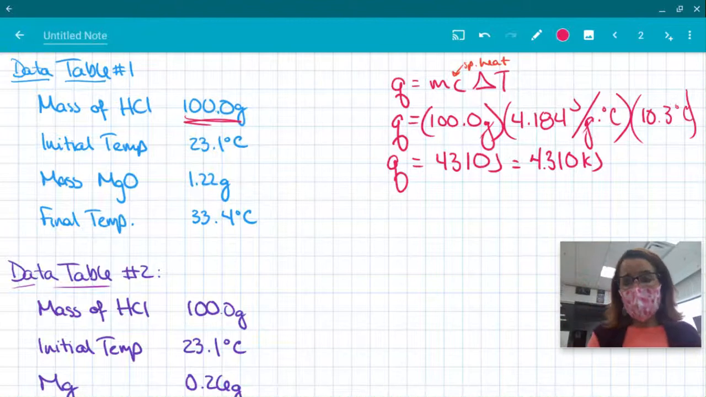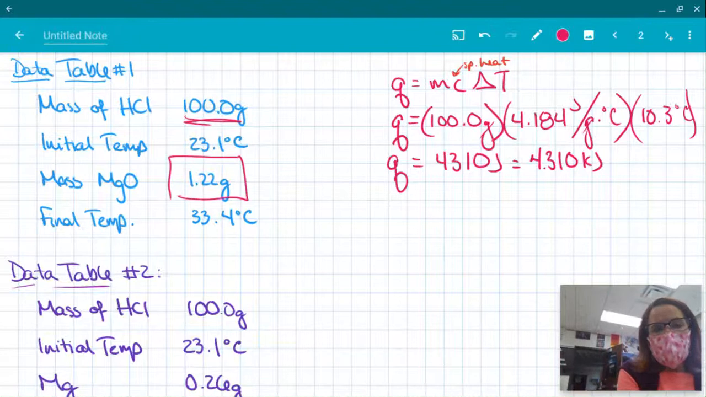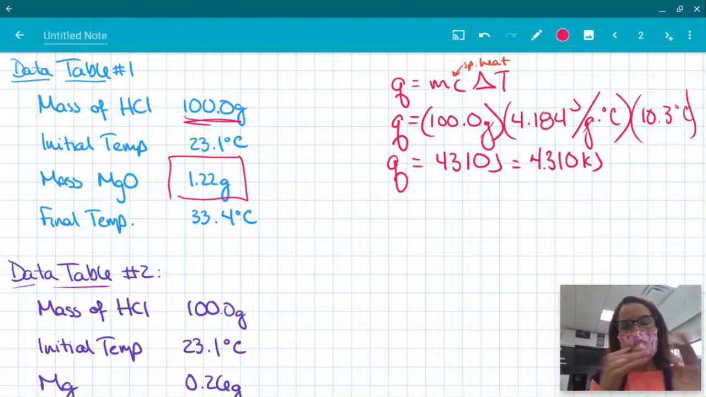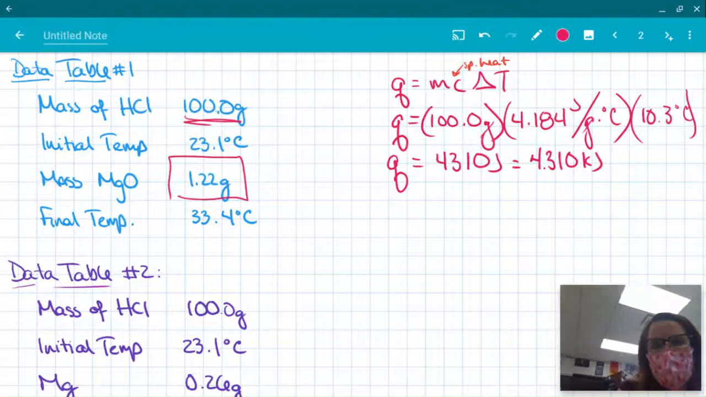We're almost ready for that step, but not quite yet. What we need to do now is take a look at the mass of the MgO. You need to convert that into moles so that we can do kilojoules per mole. That's what delta H is always measured in. It's not some random number like 1.22 grams. It's got to be per mole. So write down your mass. My mass was 1.22.